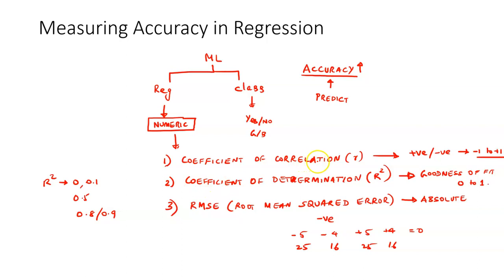R is to tell whether the relationship is positive or negative. That is all. It is R square that tells the goodness of fit. And RMSE is in absolute terms, right? I need to look at all three. Don't be satisfied with just one or two. Look at all three so that you get a clear idea about how to assess the accuracy of a regression algorithm, right? I hope this is clear to all of you.